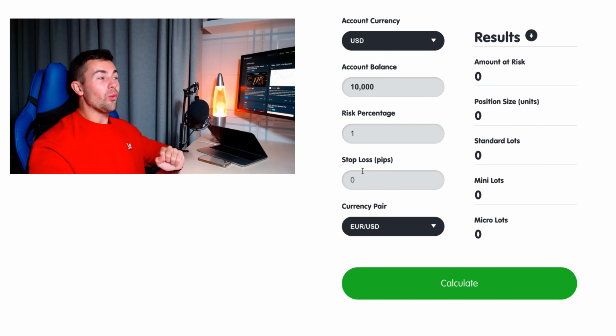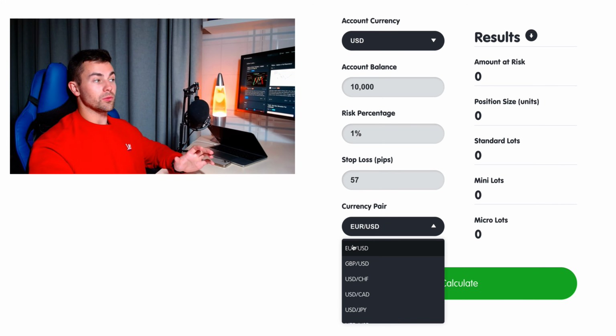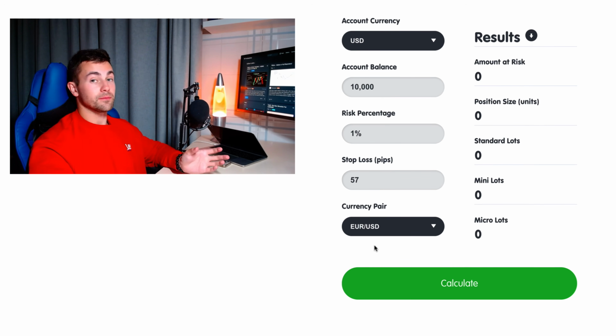And then our stop loss in pips. As you remember, our stop loss is 57 pips. So let's input 57. And lastly goes the currency pair. You can see that your dollar is the first one right here. So we pick your dollar. And then we click calculate.